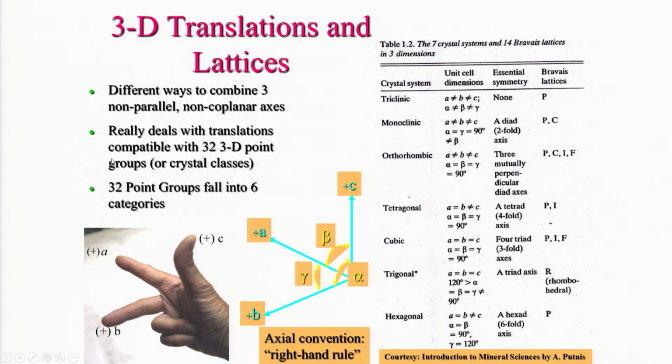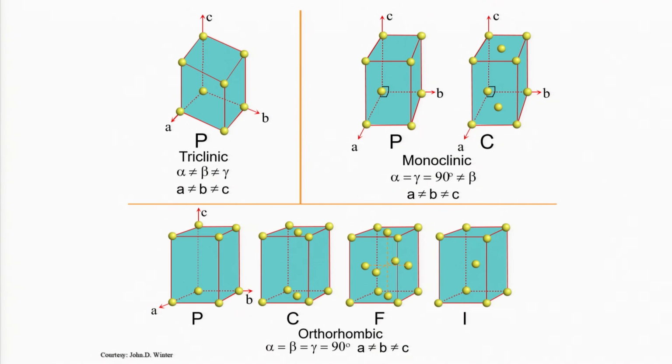In case of the tetragonal crystal system, there are 2 lattices: we call them primitive and body centered. In case of cubic, we have 3 varieties: primitive, body centered, and face centered. In case of trigonal, we call it the rhombohedral lattice. And in case of hexagonal, we call it the simple primitive lattice. So, let us see what they are.